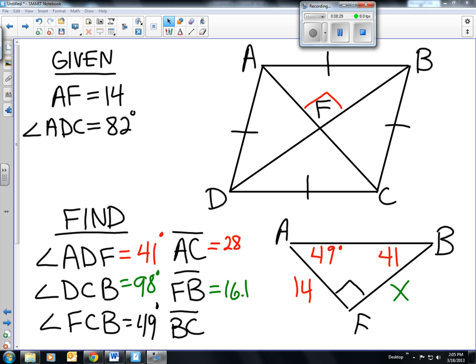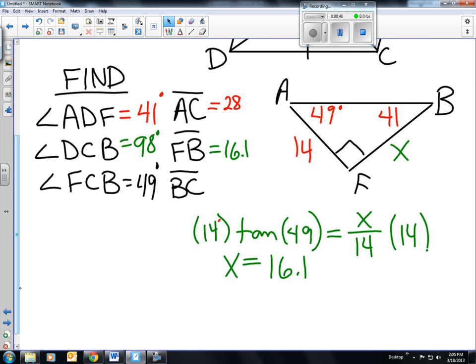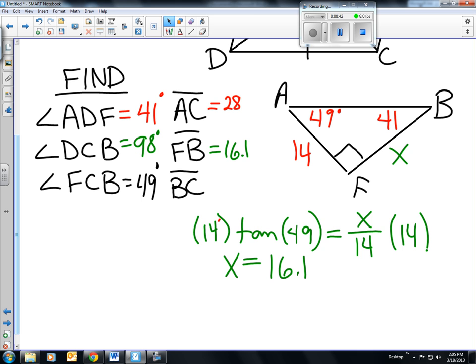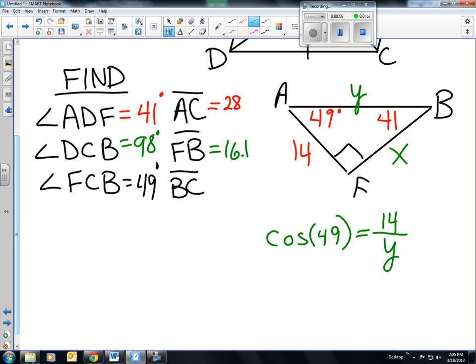And then to find BC, well, if you notice, BC here is going to be congruent to AB. So really we just have to find the hypotenuse of this triangle on the bottom. We'll find AB here at the bottom. And we could use either sine or cosine. I'm going to use cosine. So I'm going to say cosine of 49 is the adjacent leg, so 14, over the hypotenuse. And the hypotenuse is going to be y in this case.